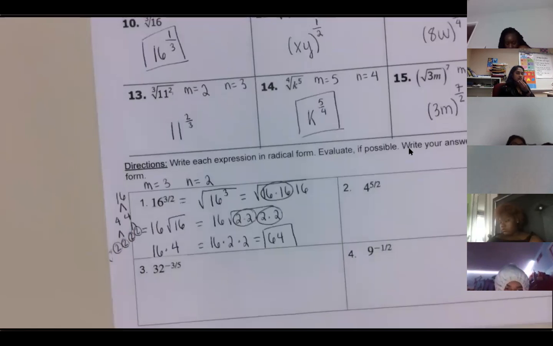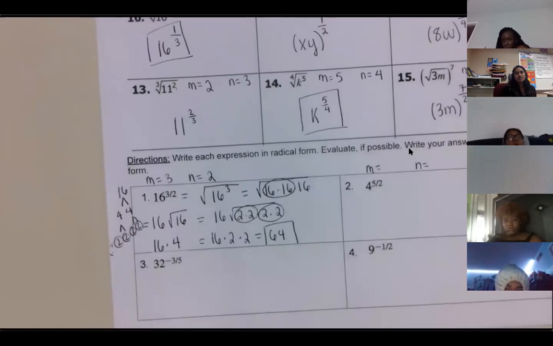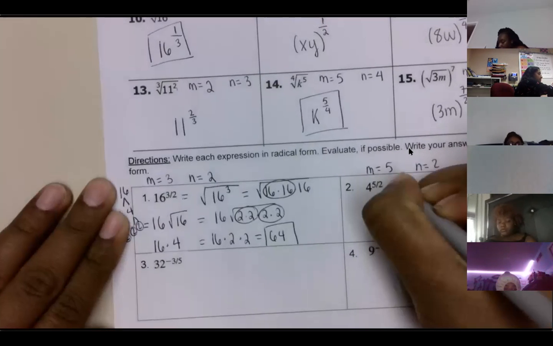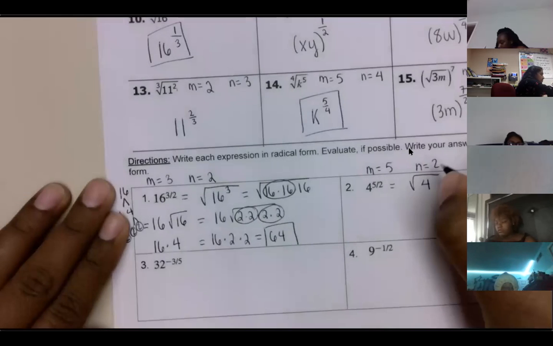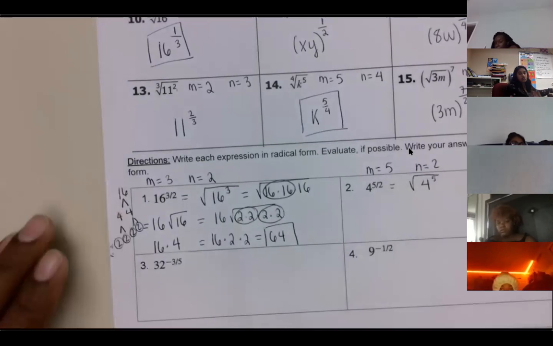All right, let's look at number 2, 4 to the 5/2. Let's find our m and let's find our n. What's my m? What's my n? What do you have for me, Hannah? Your m is 5, your n is 2. Good job. So I'm going to rewrite this. So put the base 4 underneath the radical. The exponent is 5, so it's 4 to the 5th, and then I don't need to write the index because it's just 2.